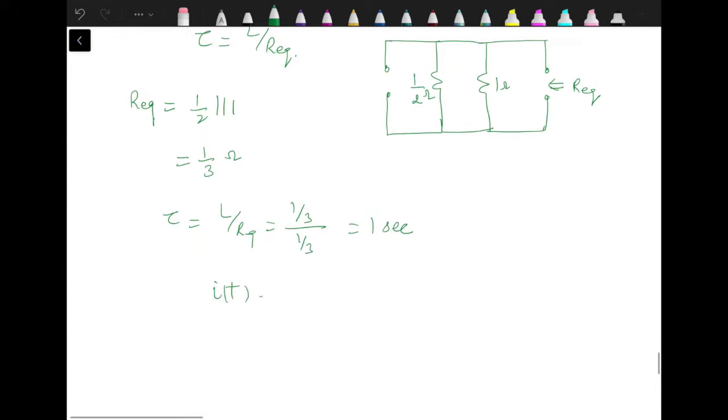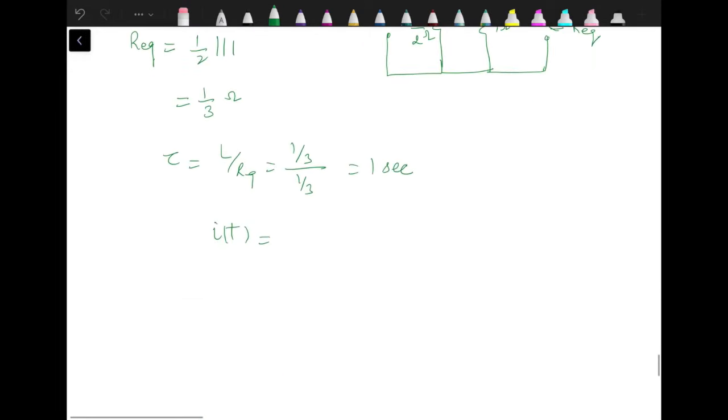i of t, which is equal to i infinity 3 plus 0 minus 3 into e raised to power minus t by tau, or i of t is equal to 3 into 1 minus e raised to power minus t amperes.